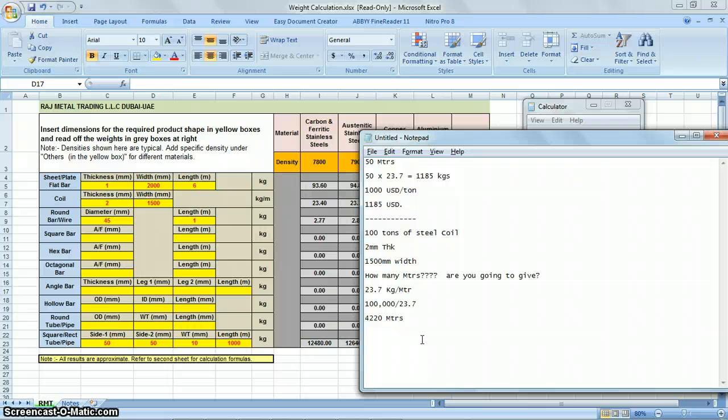Is it clear? You can calculate the weight, and if someone gives you the total weight, then you can convert that into meters. You can decide how many meters you'll be able to give. So as you go on working, you'll probably better understand. At the moment, this is just basics, fundamentals of steel, and you can go on improving later.